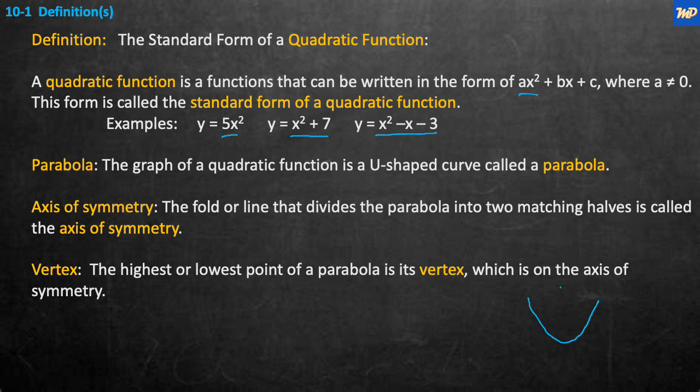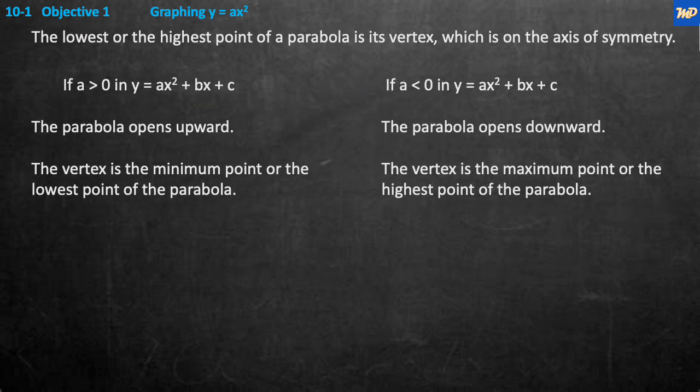The axis of symmetry is that line that goes right down through the middle of this. And it would hit this point right here, which is what we'd call the vertex. That point right there would be the vertex, and that would be the lowest point in the parabola. If the U was shaped like this, it would be the highest point, and the line would cut it in half. It would be a downward facing parabola. Anyways, so that's that. So objective 1, graphing y equals ax squared.